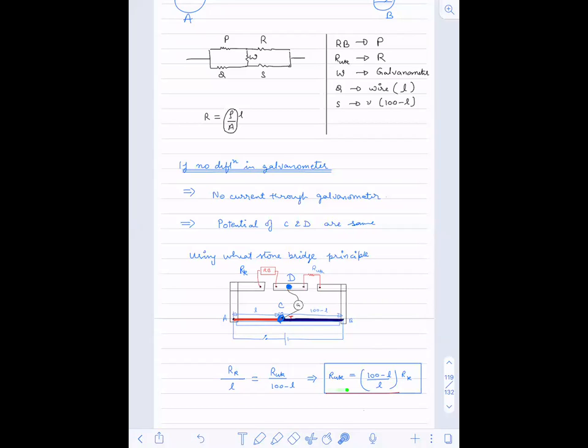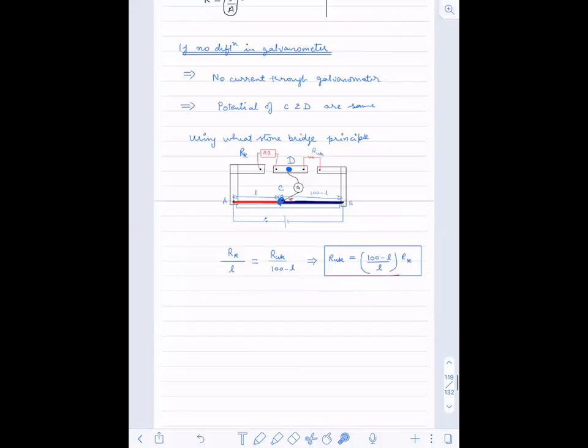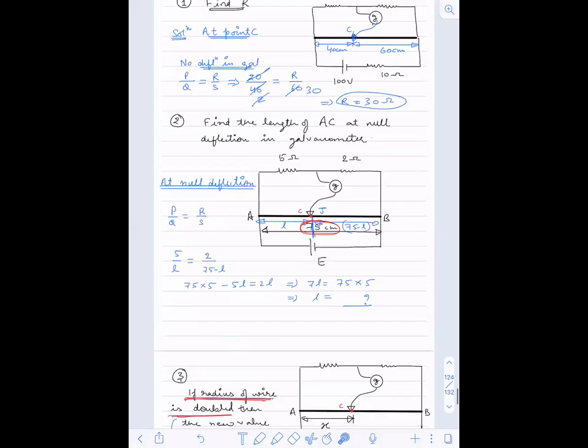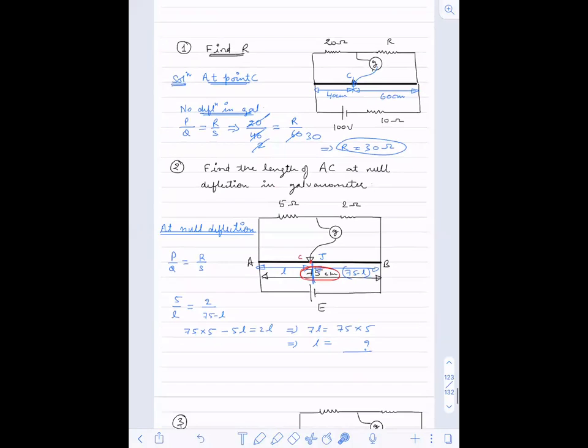When you solve 2-3 questions, eventually it will go into your mind. No need of making any extra effort for that. Just solve 2 to 3 questions, definitely it will go in your head. So don't sit and start learning all these things. Just remember the Wheatstone bridge principle, that's it. Then after this, this was the question we had done.